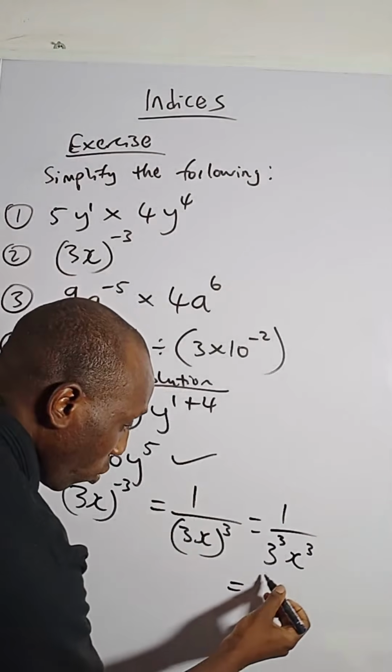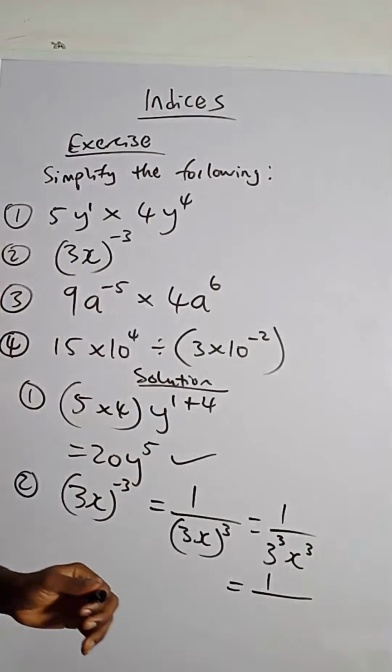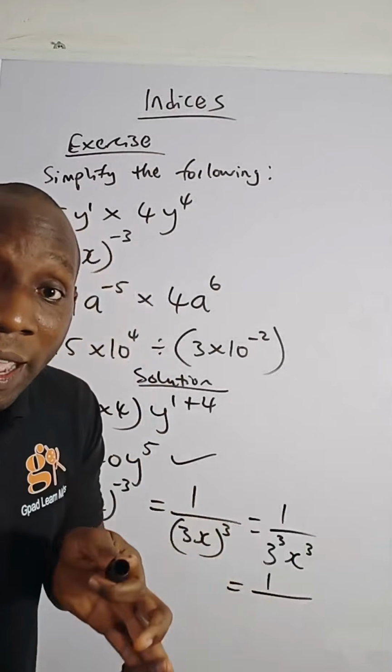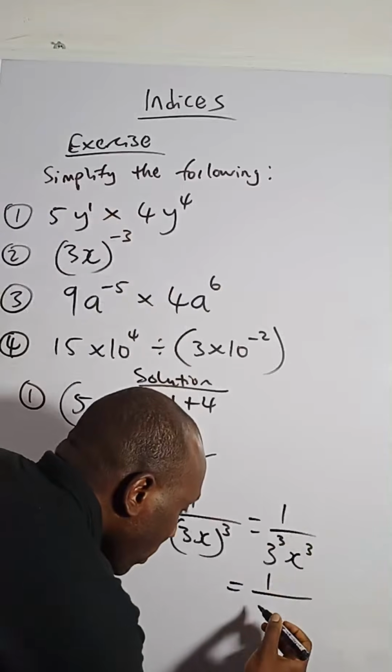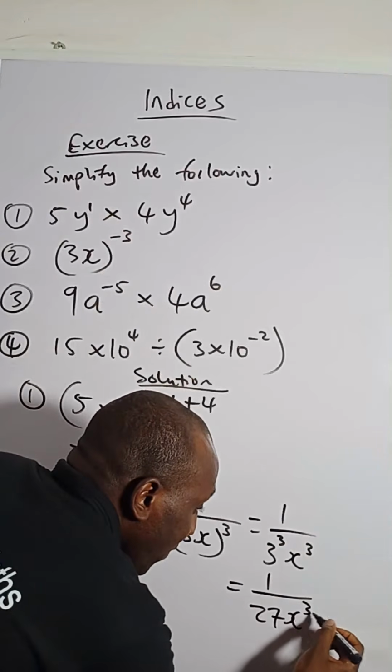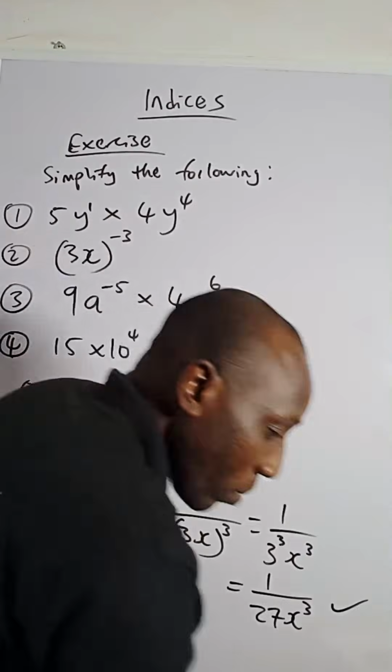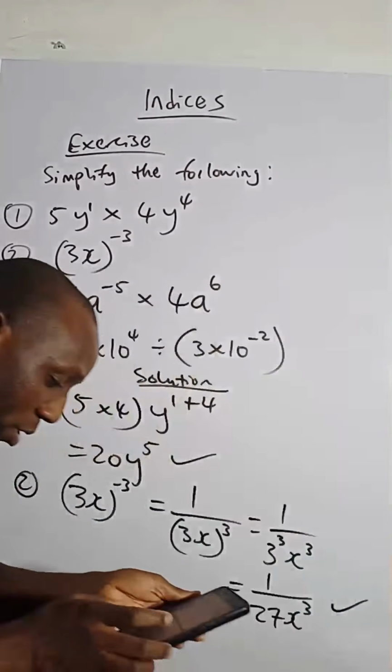Finally, your answer is going to be what? 1 over 3 raised to power 3 is 1 over 27. 3 times 3 is 9, times 3 is what? 27. So 1 over 27 x raised to power 3. If you got this, beautiful job. Great job.